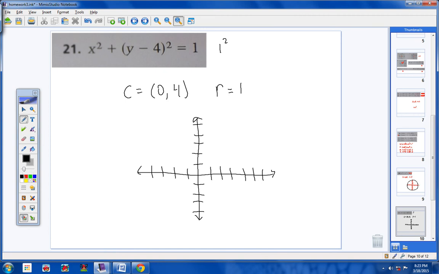So our center is at 0, 4, which is right here. And your radius is 1, so go over 1, go up 1, go over 1, and go down 1. And there's your circle, pretty small circle, but there it is. Okay? Alright, moving on to 22.